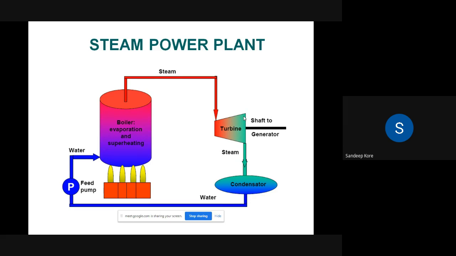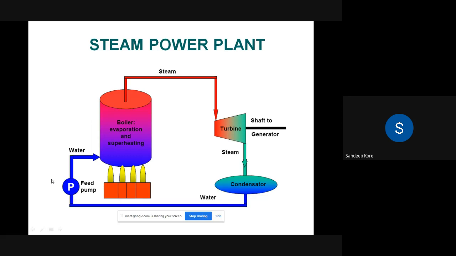So in our country, most of the power is coming from the thermal power plant. So we should know what the components in thermal power stations are, how this operates, and what the cycle is on which this thermal power station works. So this is the layout of thermal power station. If you observe, there are specially four components.